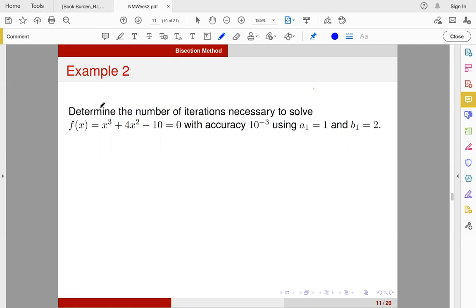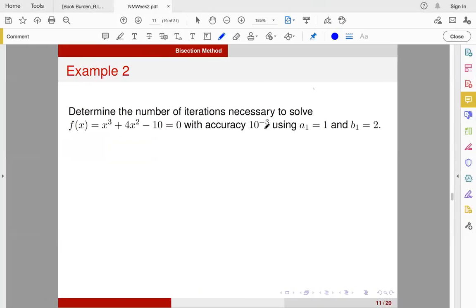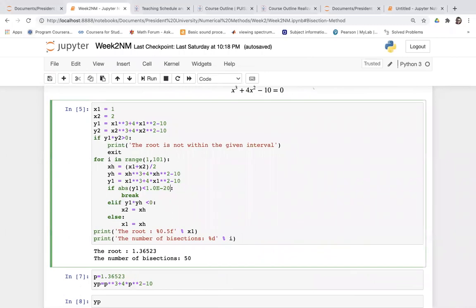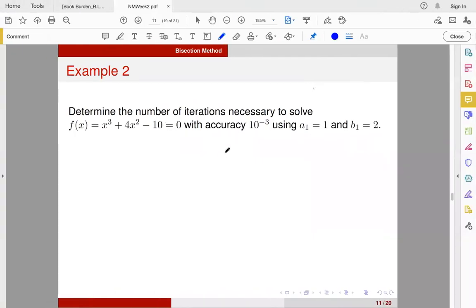So look at this. This is another equation. Determine the number of iterations necessary to solve the following with accuracy 10 power minus 3, using a1 and b1. Okay, so we already have this. You just change the accuracy to 10 power minus 3. So I just change this to 3 and then run the program. The iteration is 15. We have 15 iterations, so the answer for this is 15. Okay, that is the bisection method.